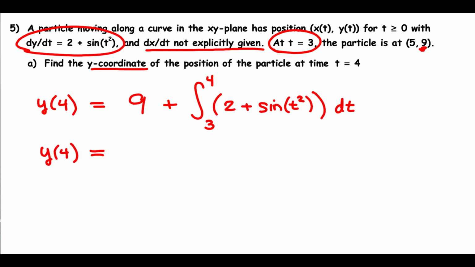The 9 drops down, of course. And the integral ends up being 1.97357. Which means y of 4 is either 10.973 or 10.974.